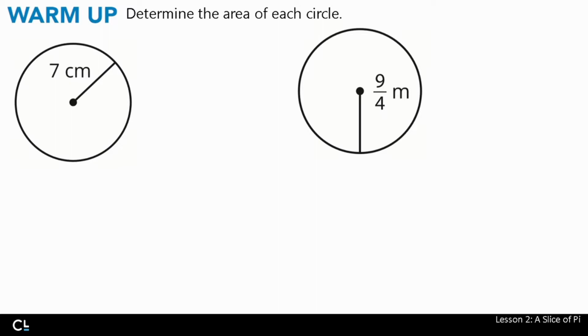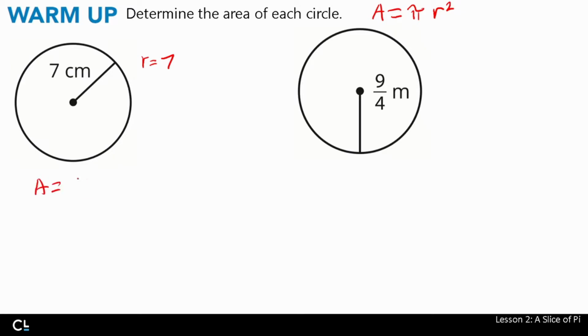Now, in order to do that, we have to remember, hey, what's our area formula for a circle? So I'm going to write it right up top here. It is A for area equals pi r squared, where r is our radius. So here we're given our radius in both of these circles. For this one, our radius is 7. So r equals 7.